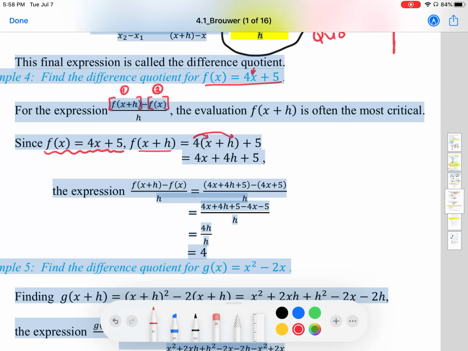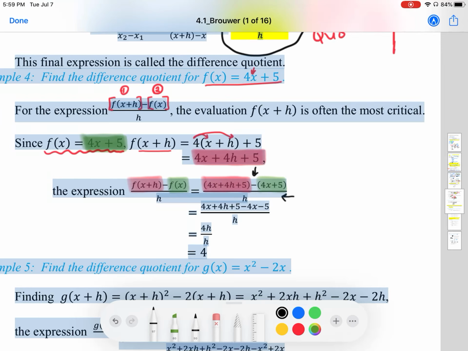Now let's put them together according to our formula. We have f of x is 4x plus 5, and we have f of x plus h, which is 4x plus 4h plus 5. So our function asks for f of x plus h, which is that there, and then it asks for minus f of x, which we have here. We have set it up. All we have to do is write a minus in between and write the h in the bottom.